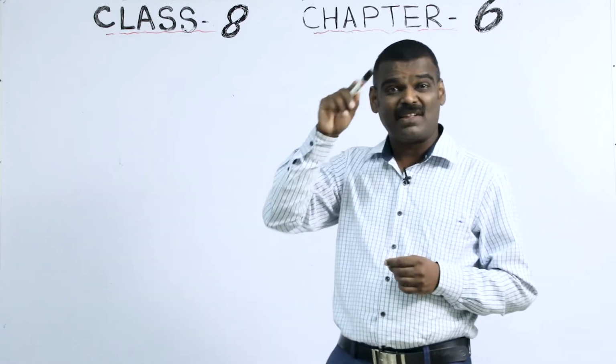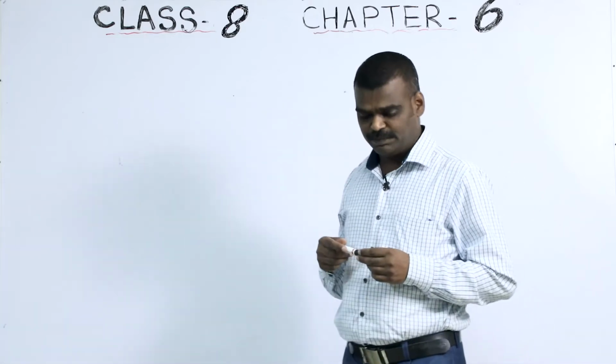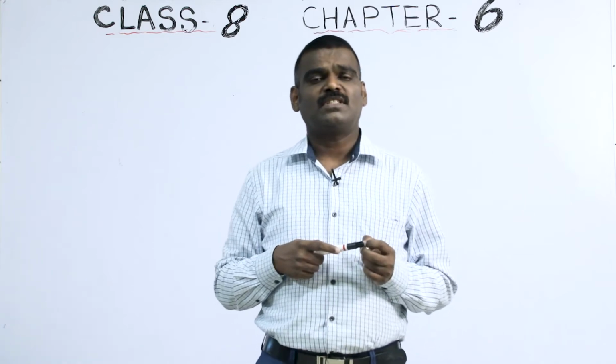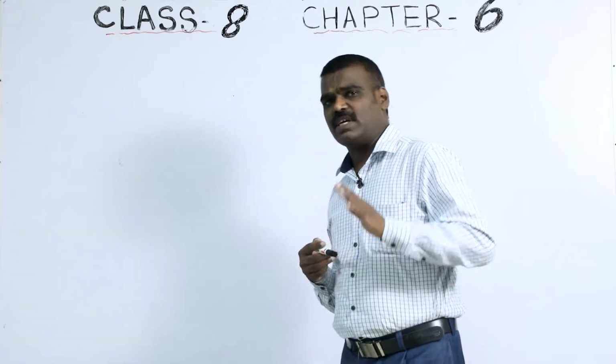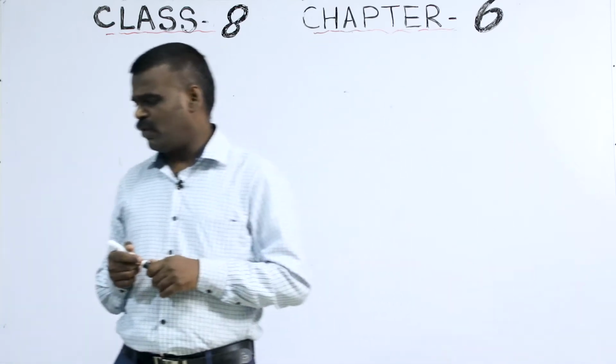Also you learned which one? The Pythagoras theorem, right? What does the Pythagoras theorem tell? The square of the largest side is equal to the sum of the squares of the other two sides. All those things, and some more problems also we will learn. Okay, now we will go for square root.